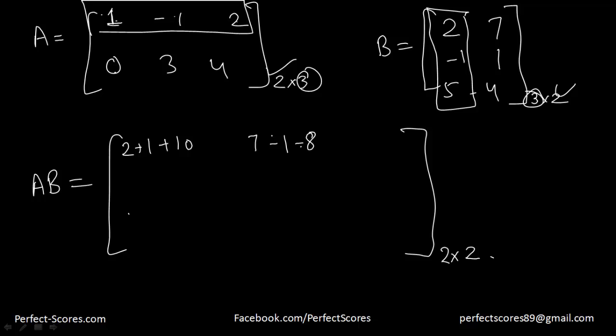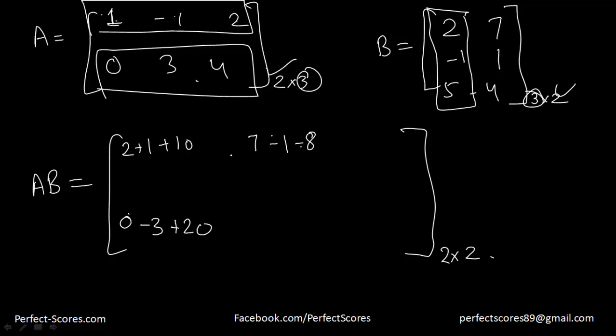This one over here is going to be this multiplied by this, which is 0 into 2, that is 0, 3 into minus 1 is negative 3, 4 into 5 is 20. And then we're going to have this into this, that is 0 into 7, which is 0, 3 into 1, which is 3, and 4 into negative 4 is negative 16. So this is going to come down to be equal to 13 and negative 2, and 17 and negative 13.